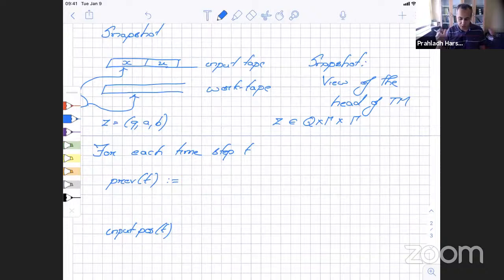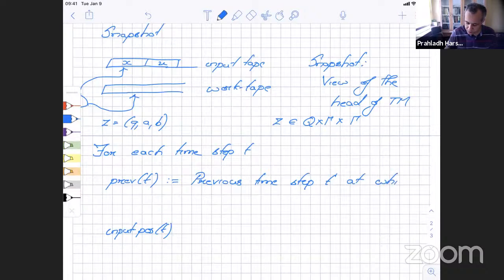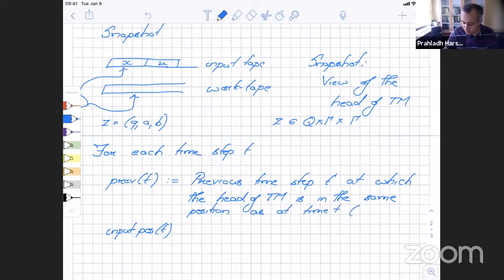What does prev t say? If you're at a particular time t, it could have been that the head was at that position in the work tape sometime previously also. If so, it is that time. So it's the previous time. Let me write it formally. It's the previous time step t prime at which the head of M is in the same position as at time t. And if there is none, let's call it 0, or bot, just an arbitrary value, so that you know what it means. So that's prev t.